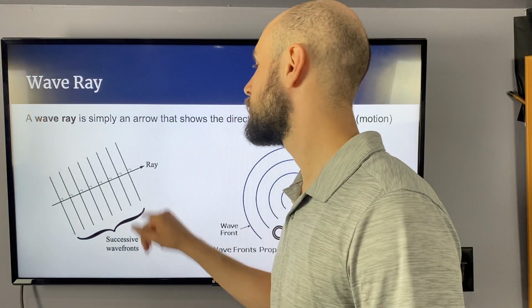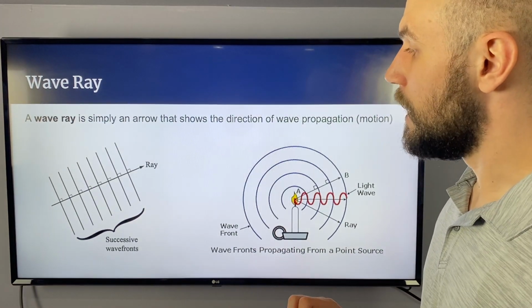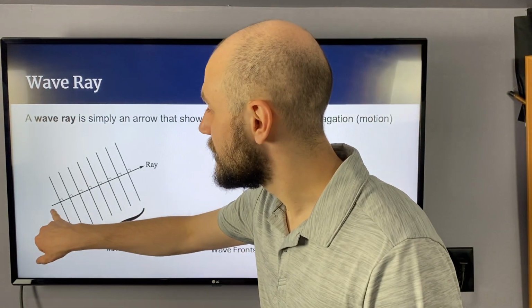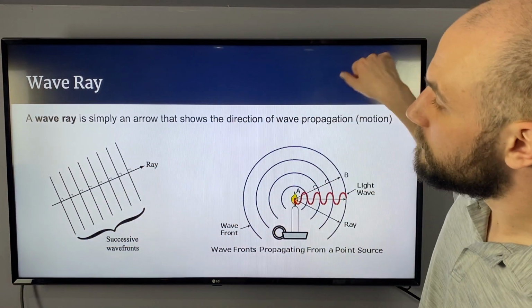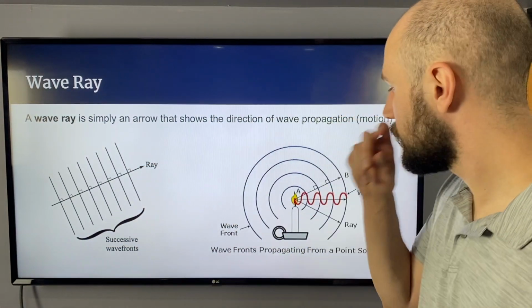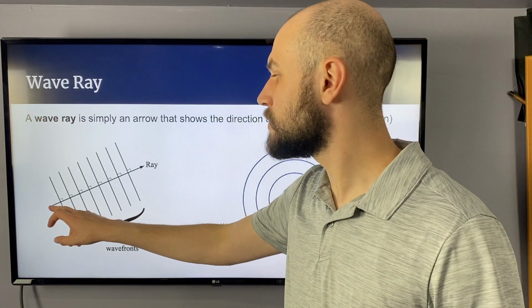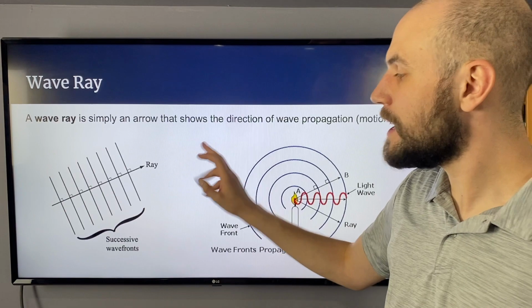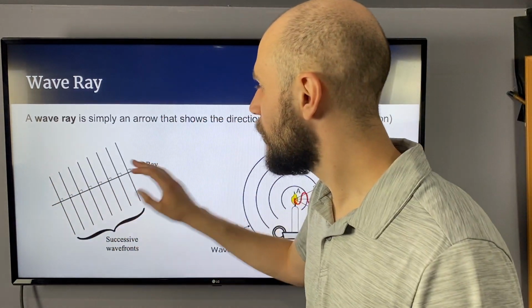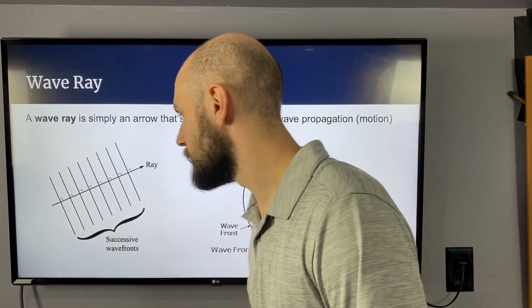You might have heard this word ray in math. In math, we define a ray as a line that starts at a particular point, but then goes off to infinity based on this arrowhead. Okay? So we can say that the wave started here or at some point in this direction, and the wave is heading in this direction, and the ray is drawn perpendicular to the wave fronts.